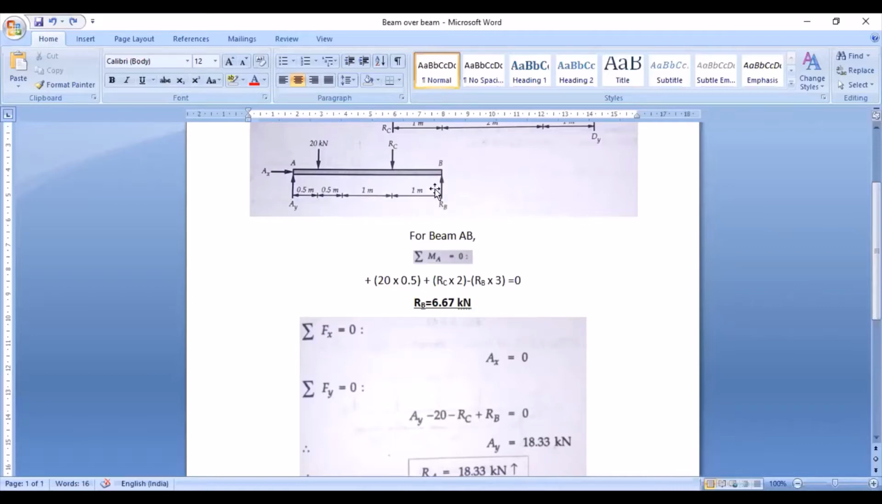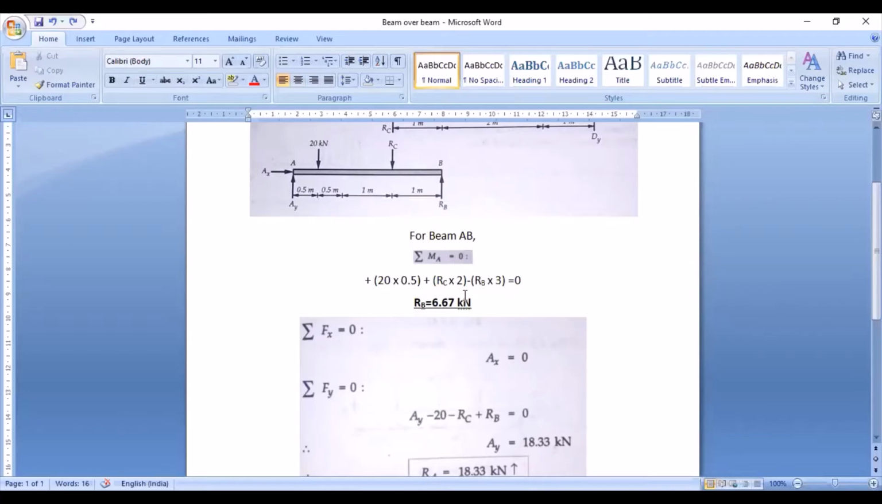Next, you have Rb, which is again a vertical reaction. The distance to be multiplied is horizontal. The distance of separation is 1, 2 and 3 meters. So Rb is acting 3 meters from A, which causes an anticlockwise moment. So it is minus Rb into 3. Therefore, if you rearrange the terms in this equation, you will get Rb equal to 6.67 kilonewtons.